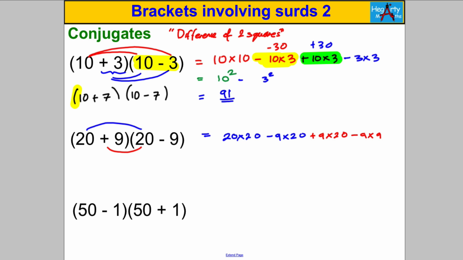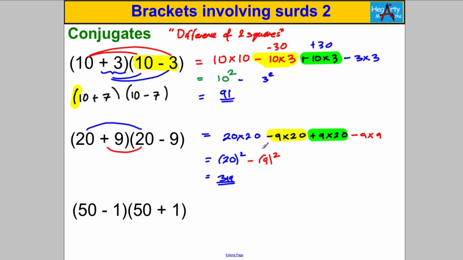Now can you see what I was saying works again here? You've got negative 9 times 20 and you've got positive 9 times 20. They are going to cancel out, and what you're left with is 20 squared subtract 9 squared. Now 20 squared, 20 times 20 is 400. Take away 9 squared is equal to 81. You're going to get yourself the answer 319. Simple as that. So because we multiplied 20 add 9 by its conjugate, 20 subtract 9, we always get 20 squared take away 9 squared.